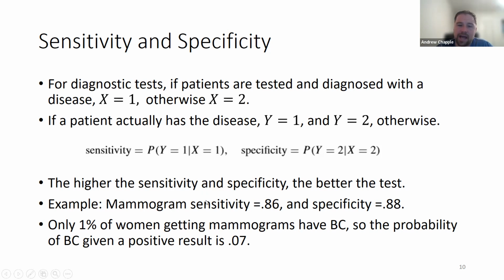So as an example, the higher the sensitivity and specificity, the better the test. In the literature, mammogram sensitivity for predicting breast cancer is about 86% and specificity is about 88%. So said differently, if you go get a mammogram and it says that you have breast cancer, 86% of the time you actually will have breast cancer. And if you go get a mammogram and it says you don't have breast cancer, 88% of the time it'll say you don't have breast cancer.